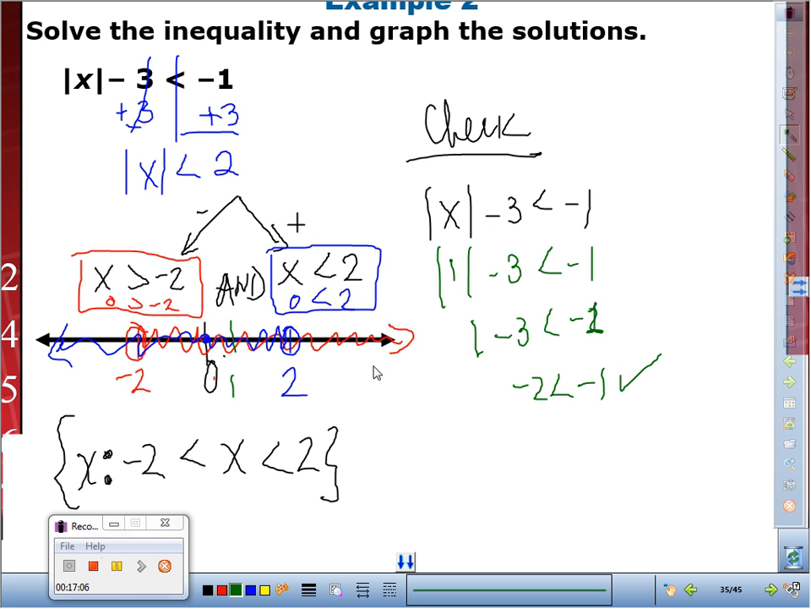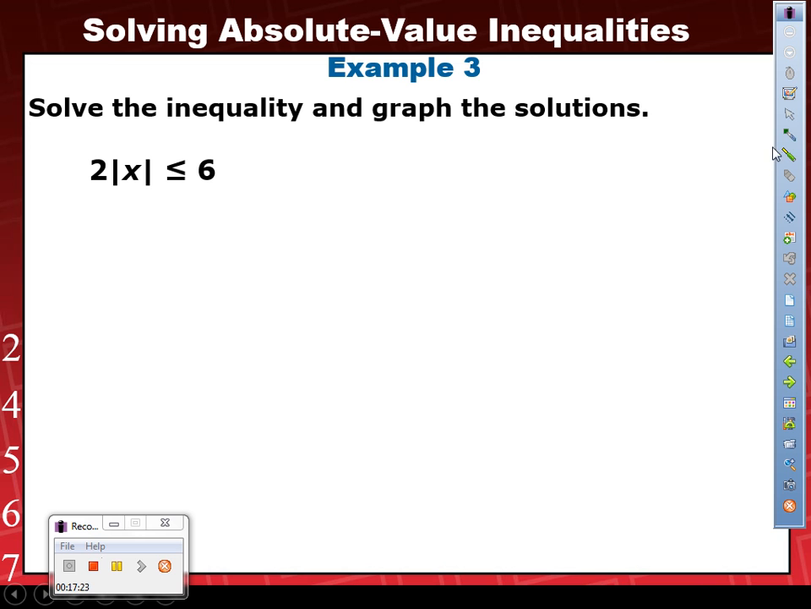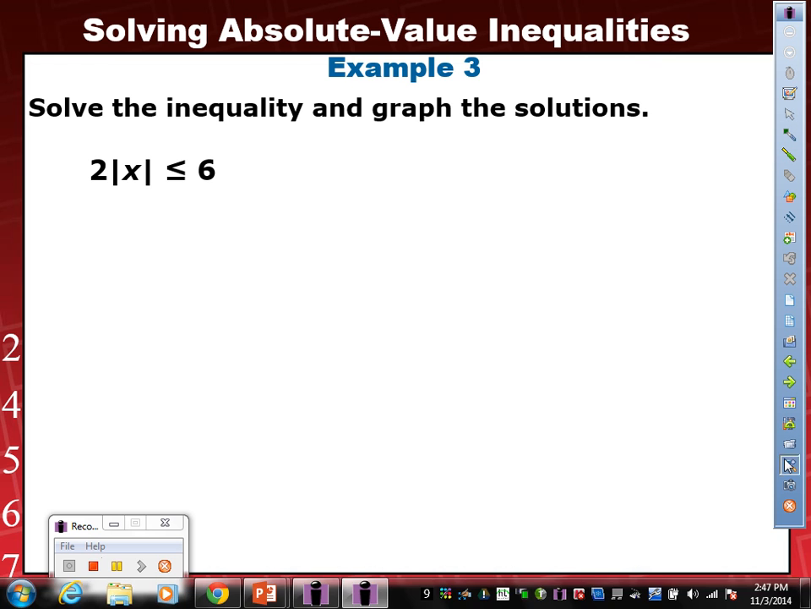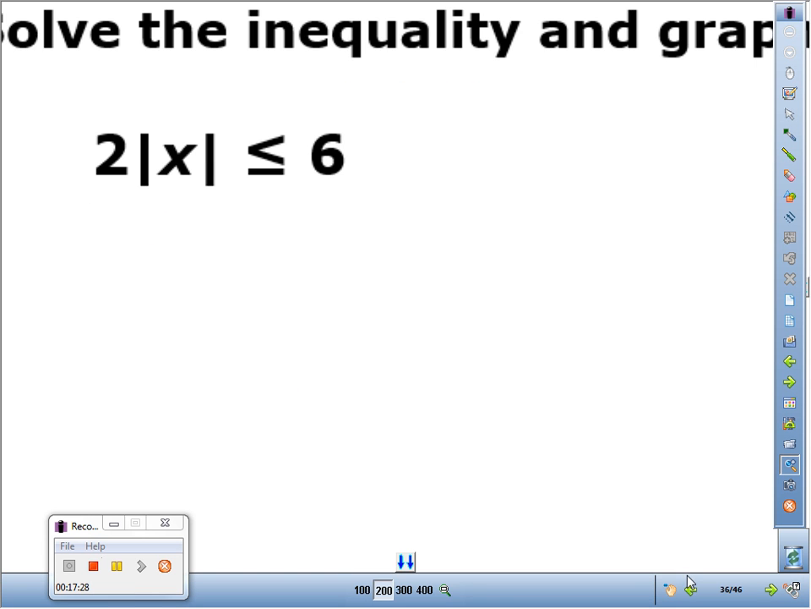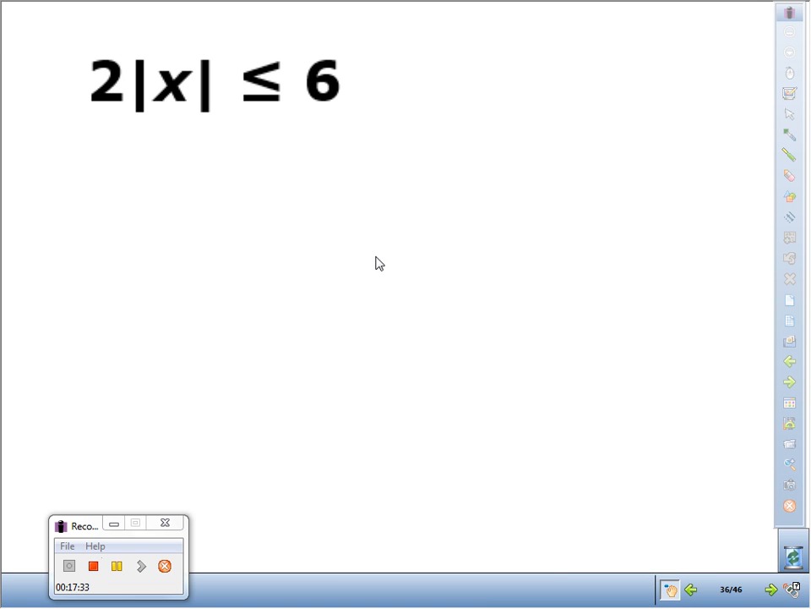Are we there? Do this next one, please. Example 3. Do this one by yourself completely. See what you get. Here we go. Example 3. Let me zoom in. This is 2 times the absolute value of x less than or equal to 6. Solve for that, graph it, solution set, and check. Go.